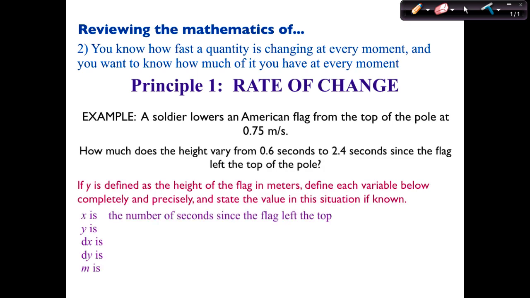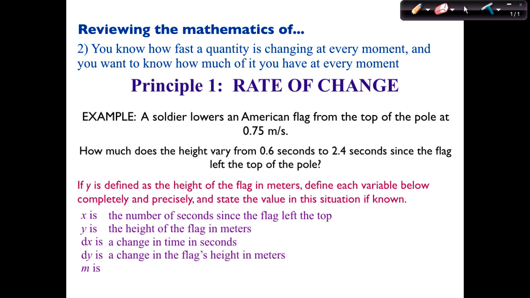We said x is the number of seconds, right? Y is the height of the flag. Dx, change in time in seconds. Change in the flag's height. And m is the constant rate of change. And so is it 0.75 meters per second? She said negative. Should it be negative or positive? Why negative? Why did you say negative?